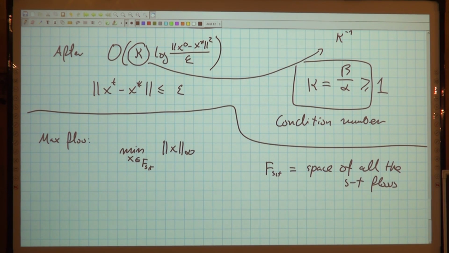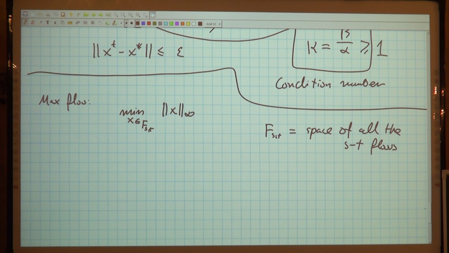Now remember that when we talked about electrical flows, we already derived a way of checking whether a vector is an st flow. It corresponds to the condition that the vector x has to be such that if I apply this matrix to it, then I get the vector with zeros and only -1 at s and 1 at t. That was the condition. So this tells us that the space of unit st flows is exactly an affine subspace.